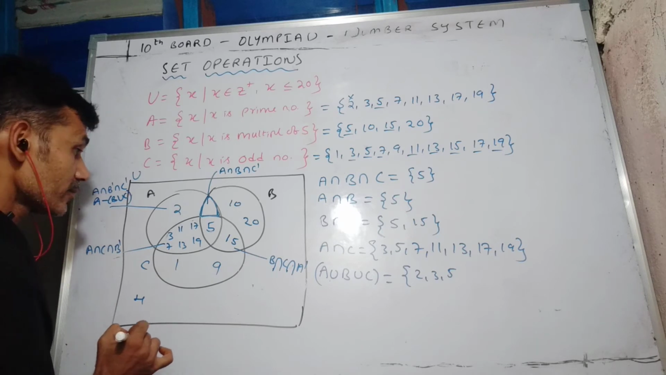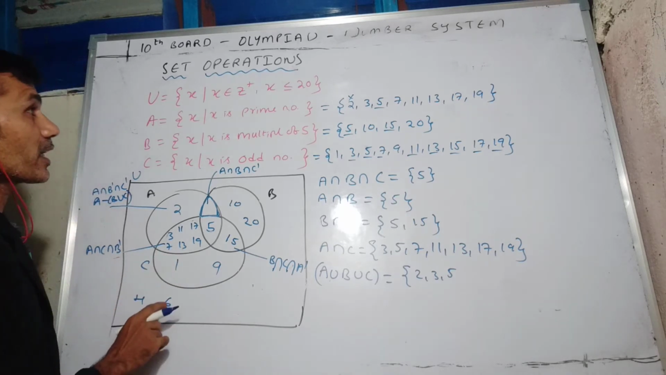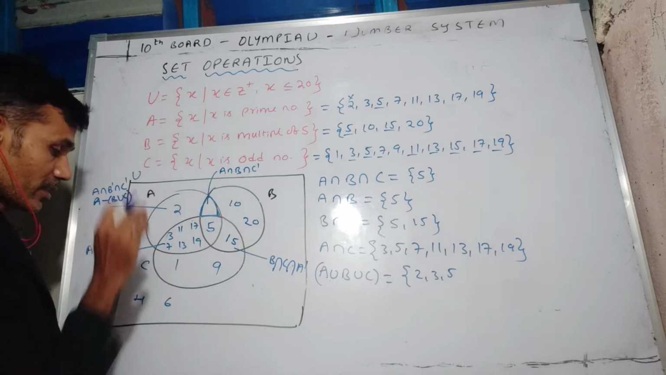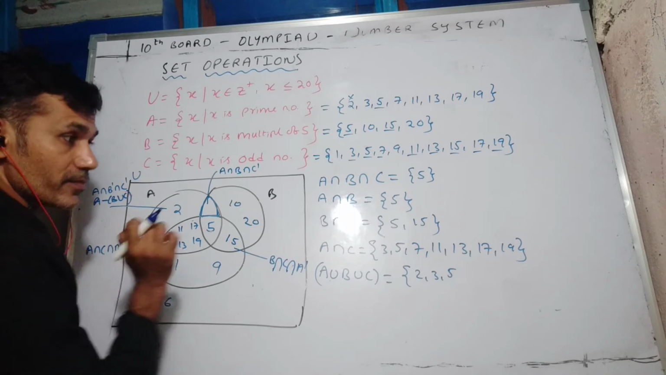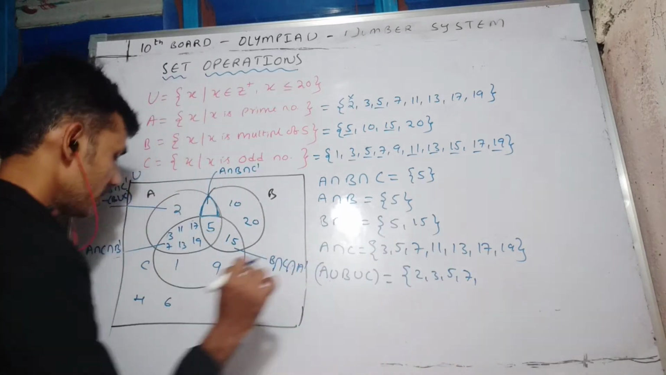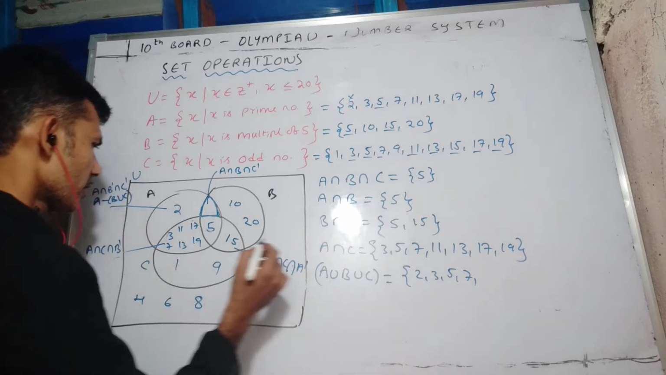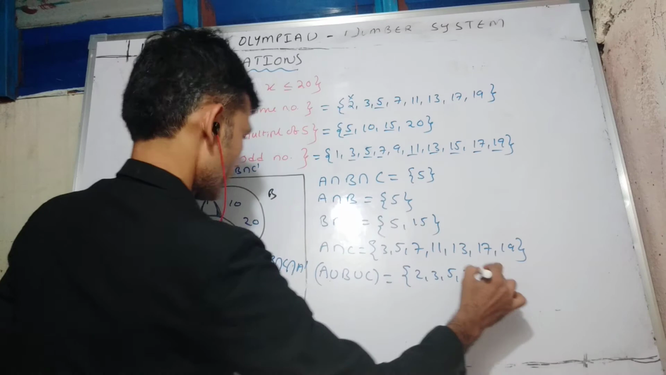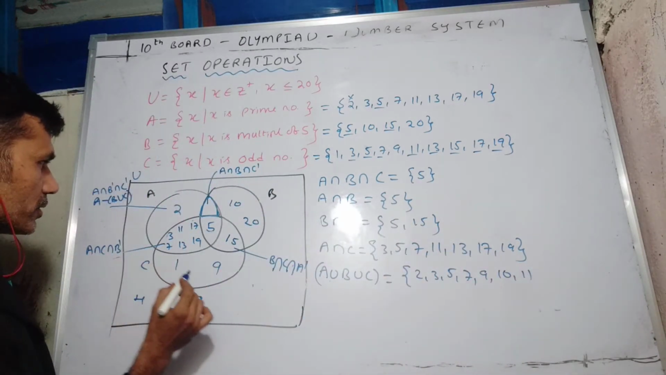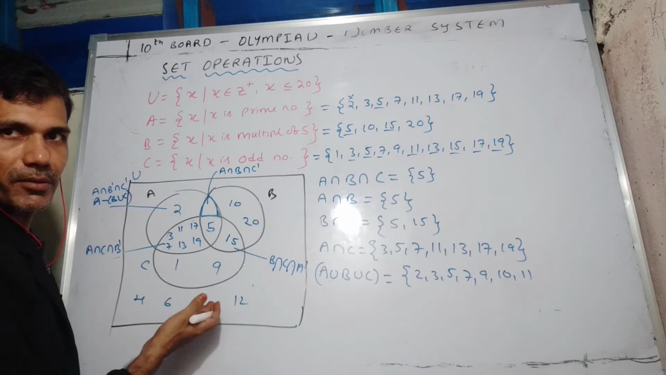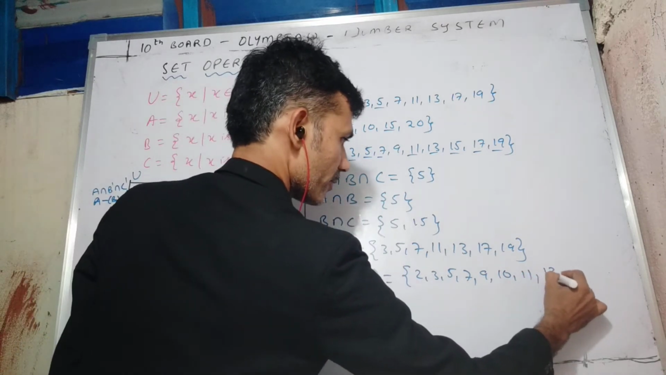4, 5 is there. 6 is not there because it is not prime, not a multiple of 5, not an odd number. 7 prime number it will be here. 7. 8 is not there. 8 will come outside. Next 9 is there. 10 is there. 11 is there. 12 you see, 12 will not be there because it is an even composite number. 13 is there, prime number.